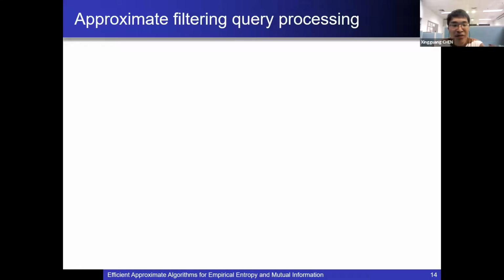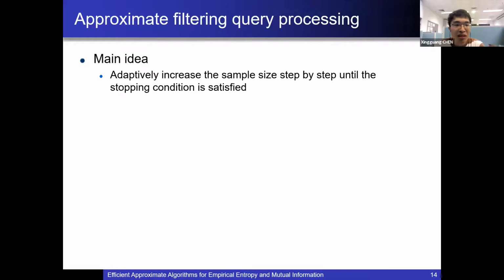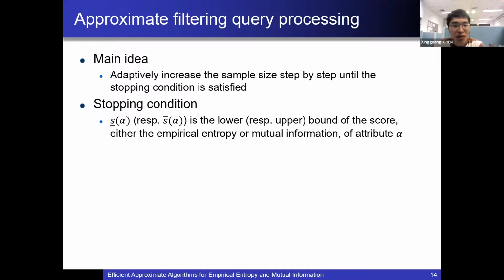For approximate filtering query processing, our main idea is to adaptively increase the sample size step by step until the stopping condition is satisfied. We designed a stopping condition as follows. Recall that S underline alpha or S overline alpha is the lower or upper bound of the score, either the empirical entropy or mutual information of attribute alpha.